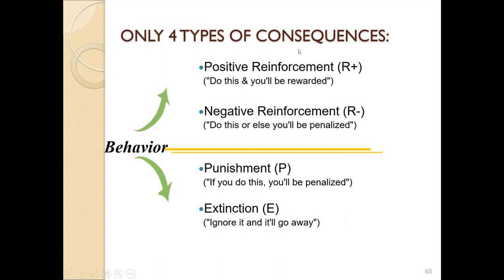Only 4 types of consequences. Number 1 is positive reinforcement, R plus. Do this and you will be rewarded. Number 2 is negative reinforcement, R negative. Do this or else you will be penalized. And number 4 is punishment. If you do this, you will be penalized. E is extinction. Ignore it and it will go away.